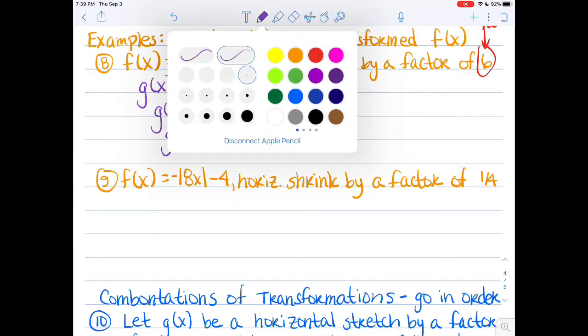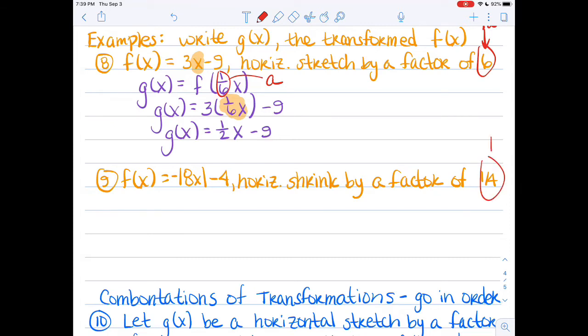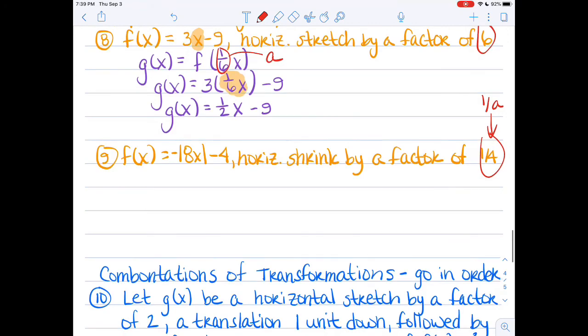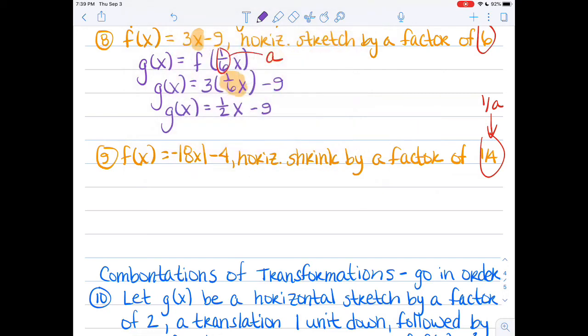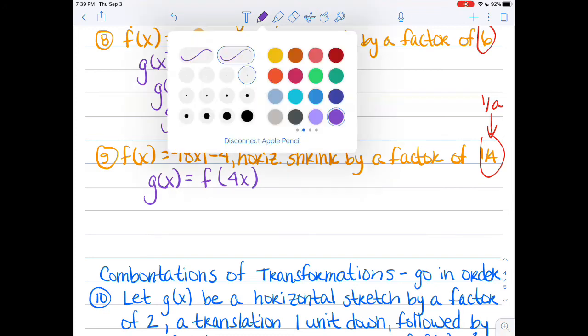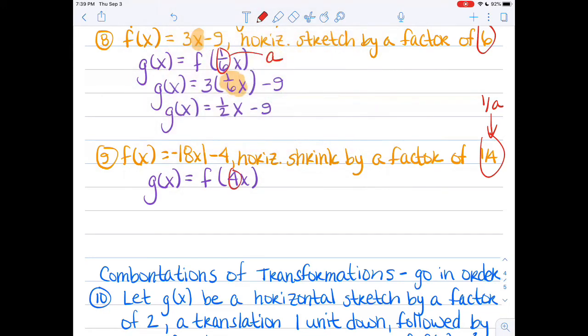Let's look at a shrink by a factor of 1/4. Remember that the 1/4 is our 1 over a, our reciprocal. Because that is smaller than 1, it's between 0 and 1, it is a horizontal shrink. But it's a horizontal shrink by 1 over a, the reciprocal. So let's go ahead and write this in function notation. G of x is equal to f of 4x, where 4 is my actual a value that I see in the equation based on my shrink of 1/4.